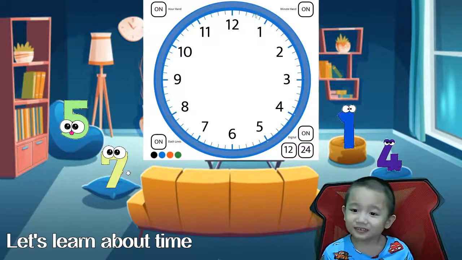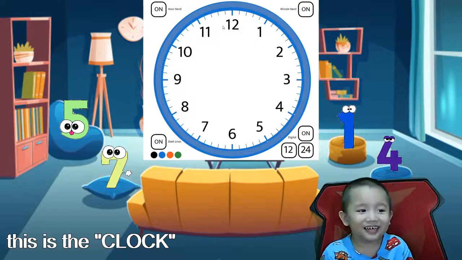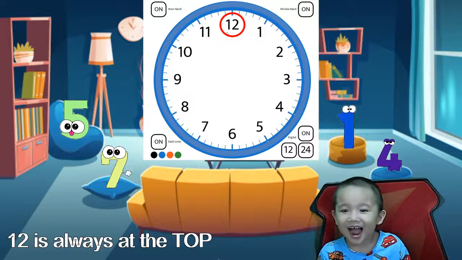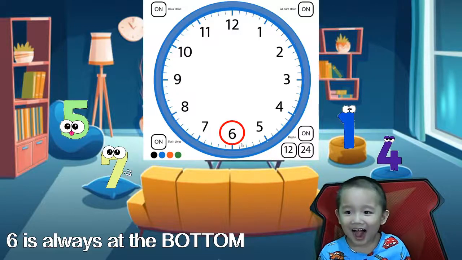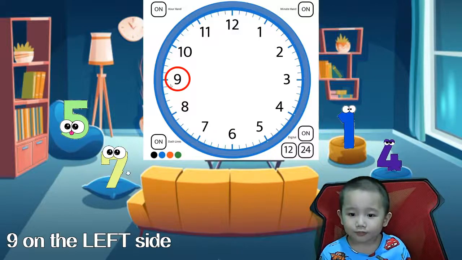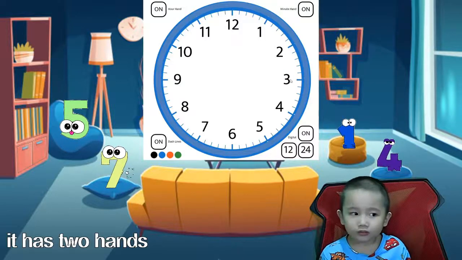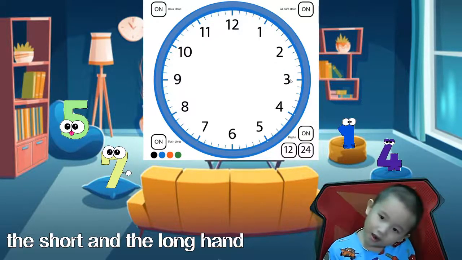Let's learn about time. This is the clock. It has numbers on its face. 12 is always at the top, 6 always at the bottom, 9 on the left, and 3 on the right. It has two hands, the short and the long hand.